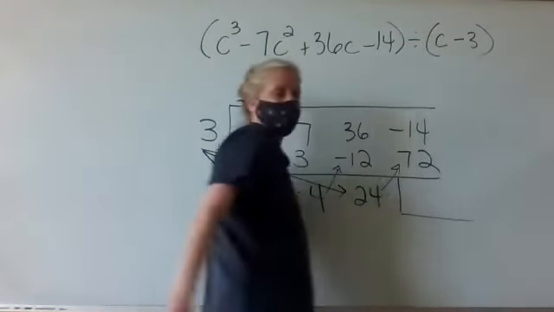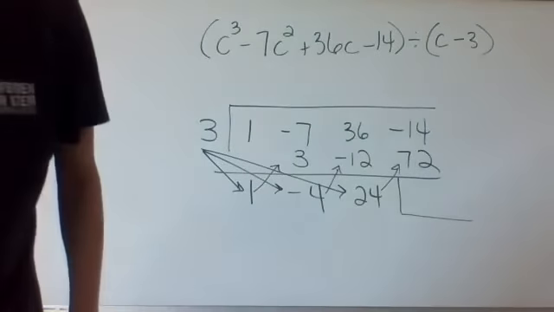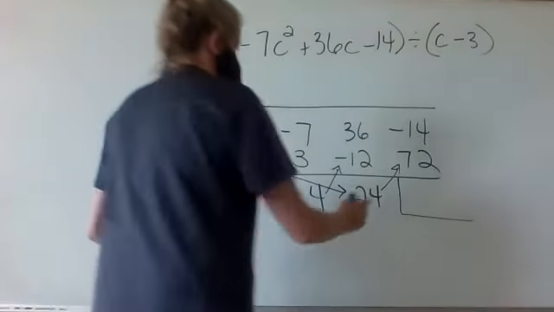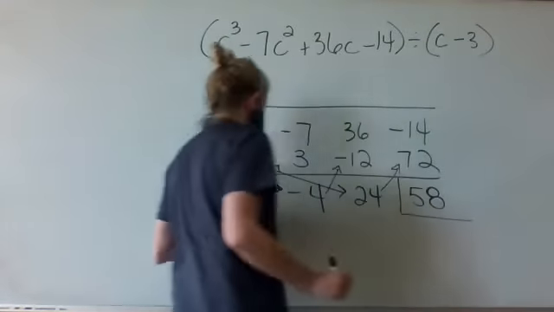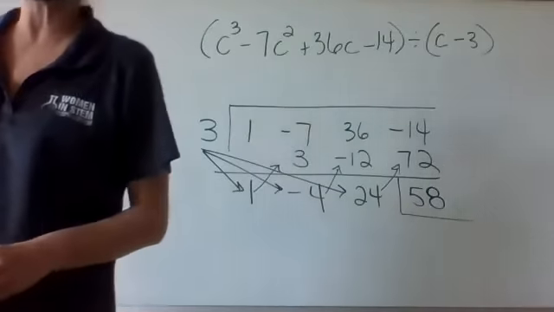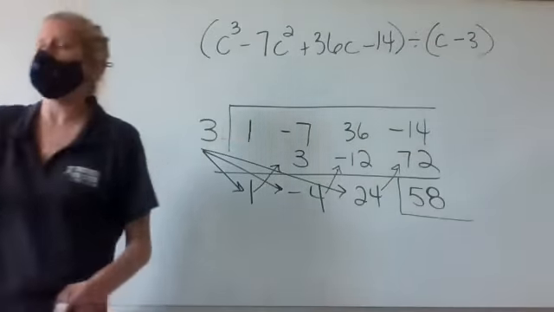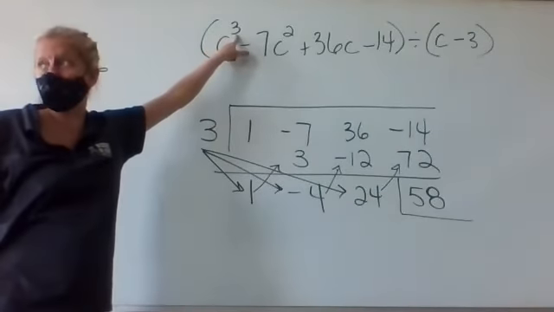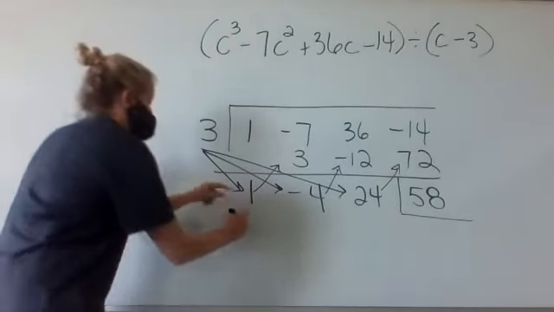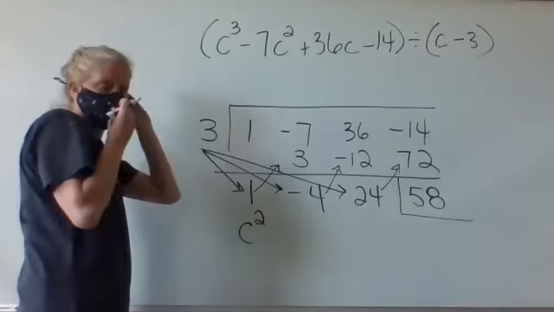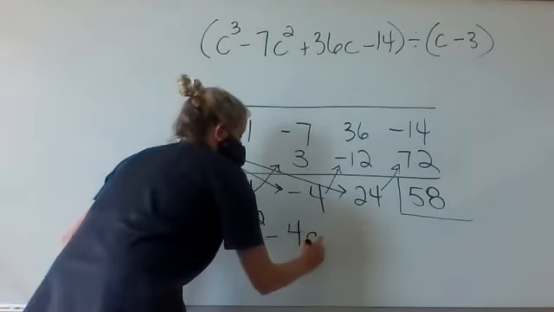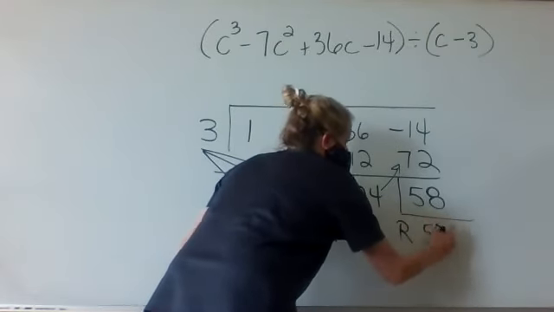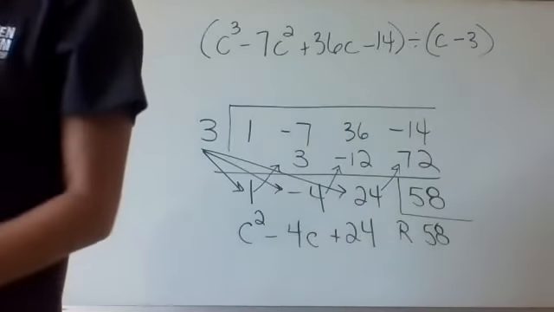This number that ends up at the very end right there is going to be your remainder. So what do I have? Negative 4. What is it? 58. So that's your remainder. These numbers are coefficients of the polynomial, or the group of terms that's left, starting 1 degree less than this. So if that's a 1, it's going to start off with c squared minus 4c plus 24, and then there's a remainder of 58. And that one's multiple choice.